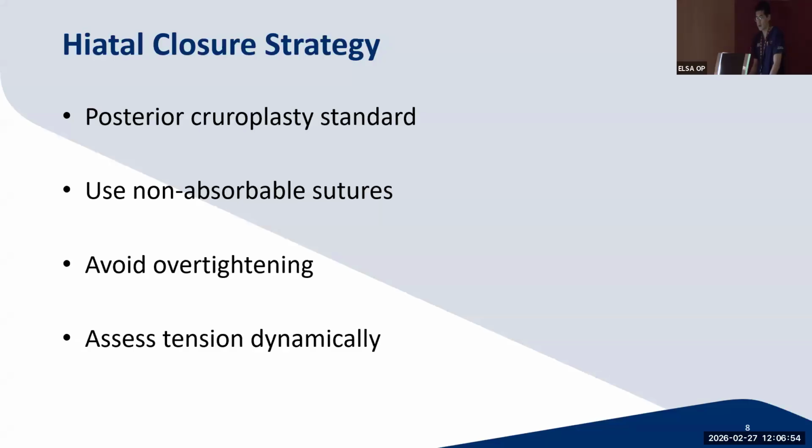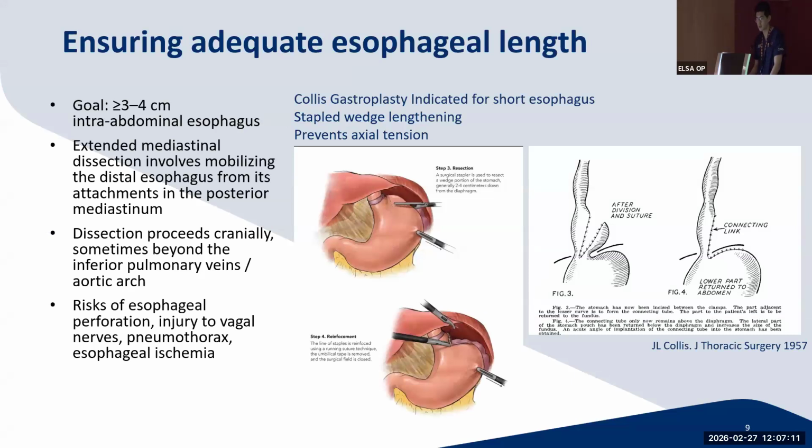So when you talk about hiatal hernia closure, posterior cruroplasty is really the standard. We advocate the use of non-absorbable sutures. Avoid over-tightening, and as with any other hernia surgery, assess the tension and try to achieve a tension-free repair as much as possible. So how do we ensure this?